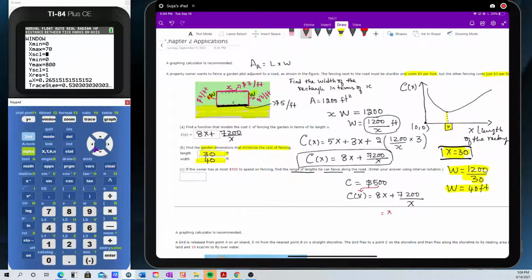Oh, you know what I can do? Let me change the scale. So let me keep this 10 and keep this 800. That's fine. Now I'm going to change my y scales to say probably 20. Okay, graph. No, this is not helping me. Okay, so I have to go back to my window again.